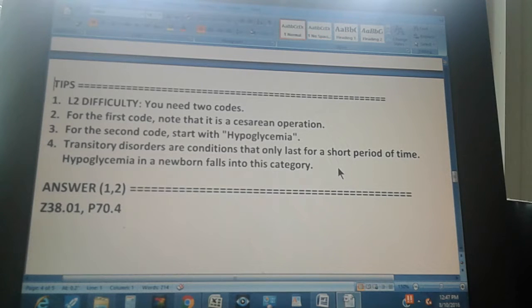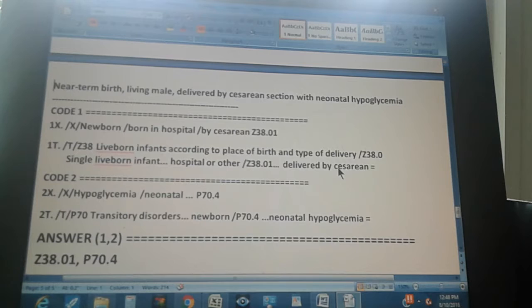So with these tips, you should be able to get the path now to the two codes, right? You know that the answer is Z38.01 and P70.4, but now we're going to count to 3 so you can pause the video and give us the path to both answers, okay? So 1, 2, 3.